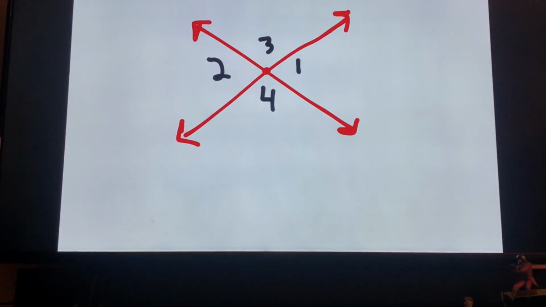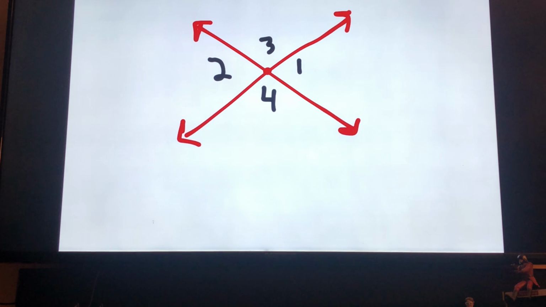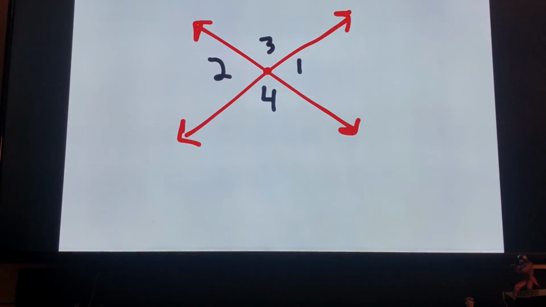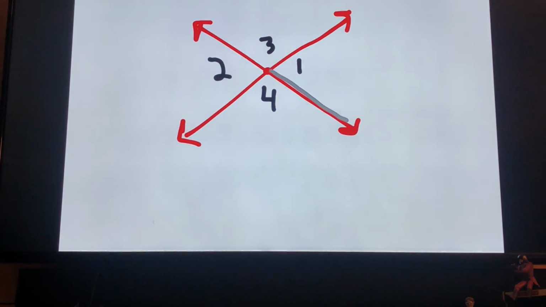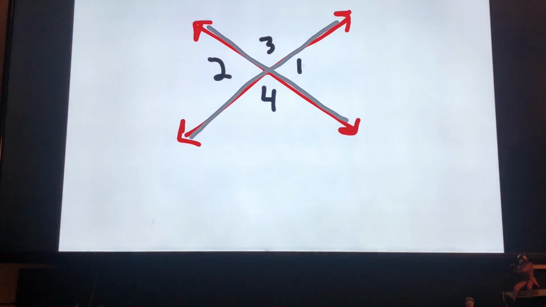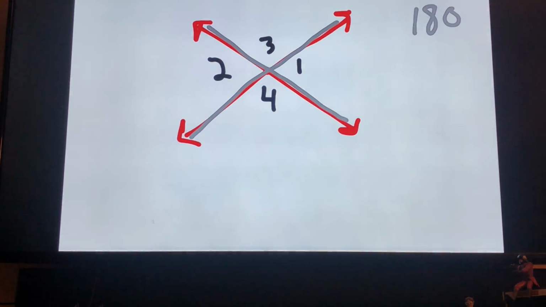So let's take just that little bit of information and talk about what we notice here. Can you guys tell me something that you see that kind of just sticks out to you? Do you see any formations of 90 degrees? I don't. What I see are lines going here and here. So that tells me we at least have something that's 180.